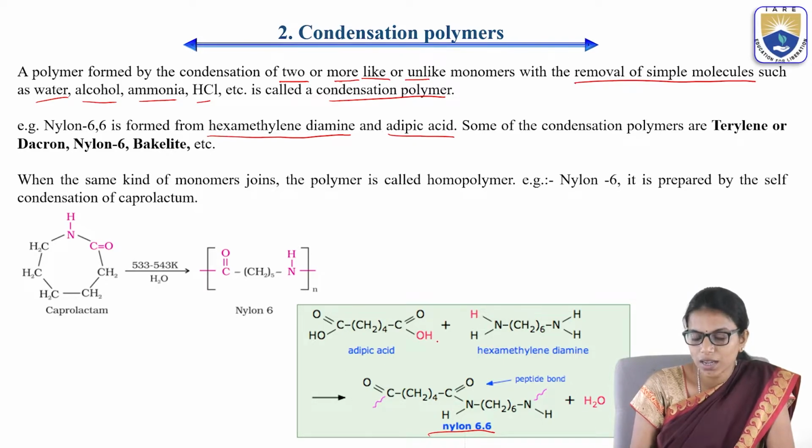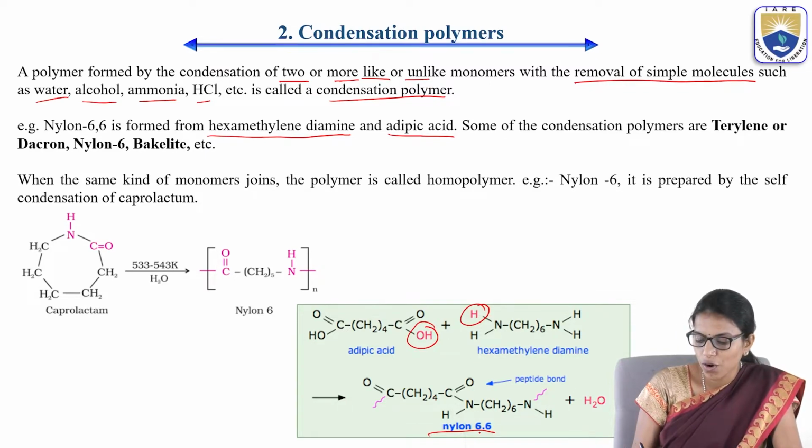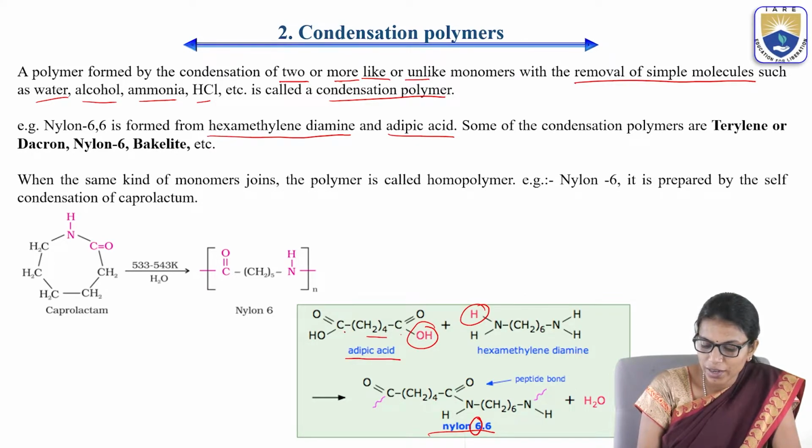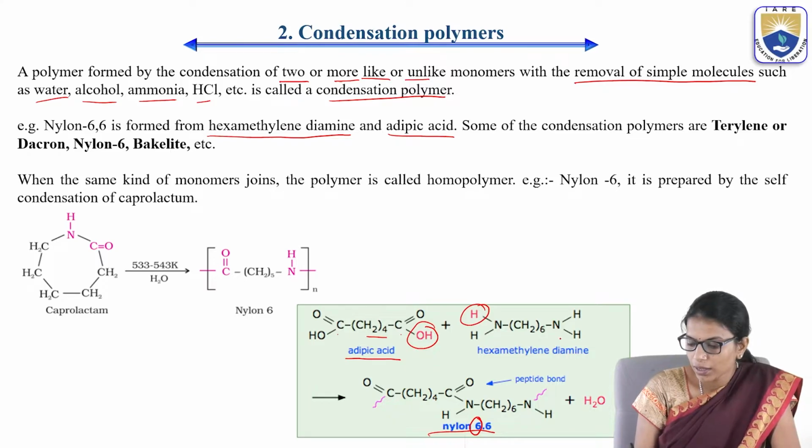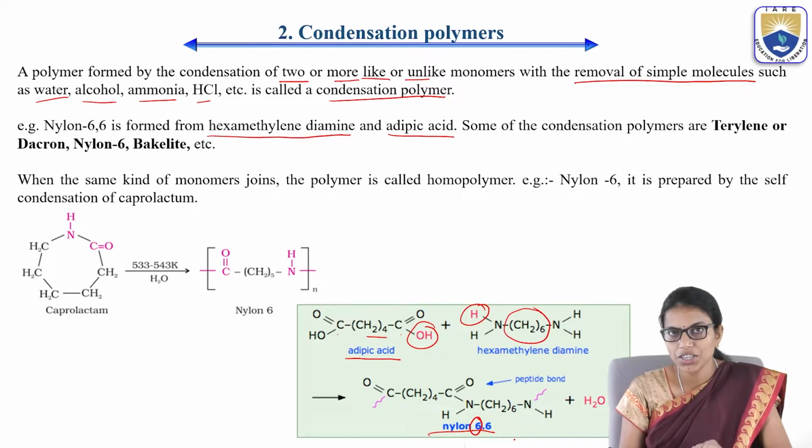If we look here, here is the OH group, which is a leaving group, and here is H. By coming together, with the loss of the water molecule, nylon 6,6 is formed. Here the 6 itself means the number of carbons. In adipic acid, there are 4 carbons, plus 5 and 6. So 6, and in hexamethylene diamine, this is also 6 carbons. That is why it is known as nylon 6,6, and it is a condensation polymer.